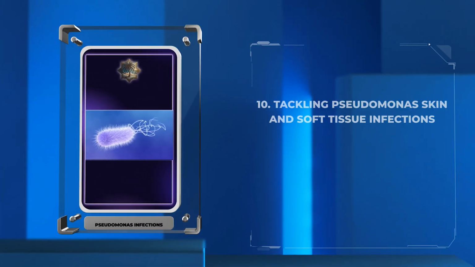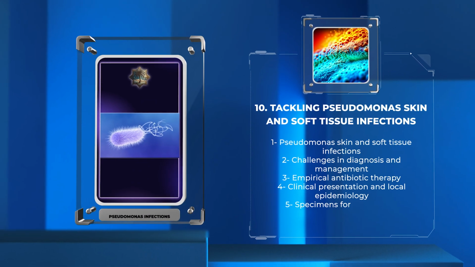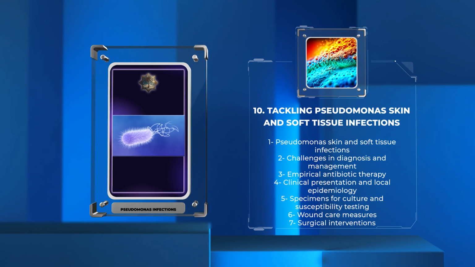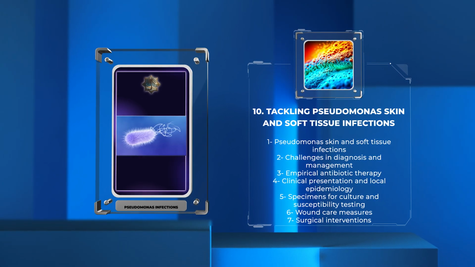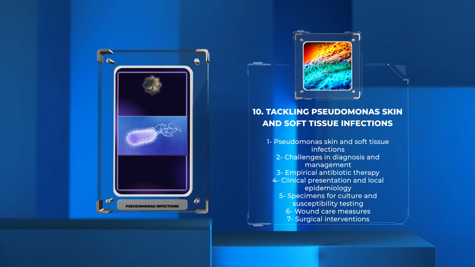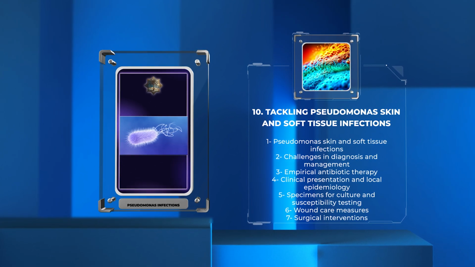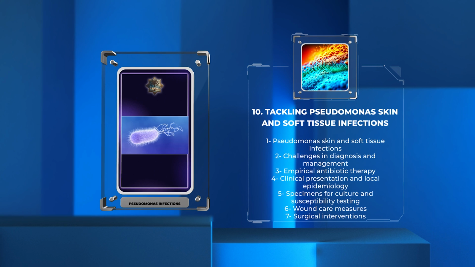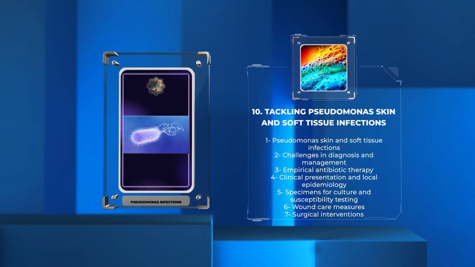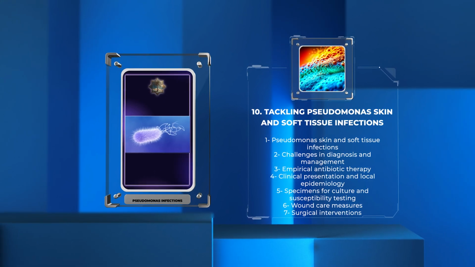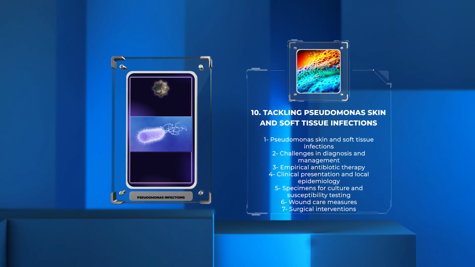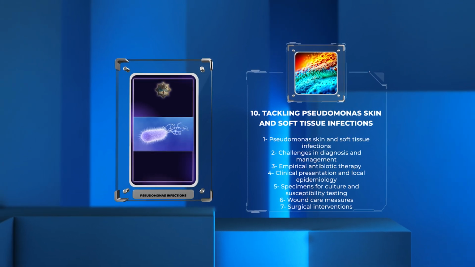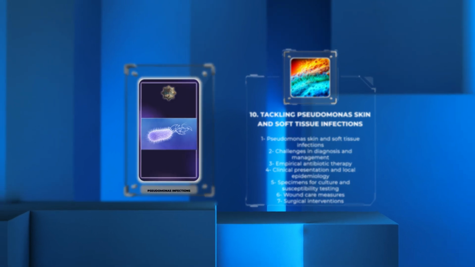Pseudomonas skin and soft tissue infections, including folliculitis, cellulitis, and ecthyma gangrenosum, present unique challenges in diagnosis and management. Empirical antibiotic therapy, based on clinical presentation and local epidemiology, may be necessary initially. However, obtaining appropriate specimens for culture and susceptibility testing remains crucial for targeted therapy. Enhancing wound care measures, considering surgical interventions when required, and addressing underlying immunosuppression are vital components of management.